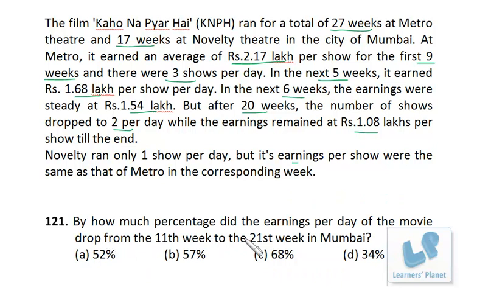Now by how much percentage did the earnings per day of the movie drop from the 11th week to the 21st week in Mumbai? So the 11th week we can see will come in the next 5 weeks, first 9 weeks, then next 5 weeks. So that earning is 1.68 lakh per day for the 11th week, and there are 3 shows for 7 days. Okay, we have to calculate earning per day, so no need to multiply by 7. So that's 1.68 lakh into 3 shows per day, plus by Novelty it is 1.68 into 1 show per day. So precisely it is 1.68 into 4 in the 11th week, and in the 21st week the number of shows are 2 per day. In the next 6 weeks the earnings were steady, but after 20 weeks the number of shows dropped and the earning is 1.08 lakh.